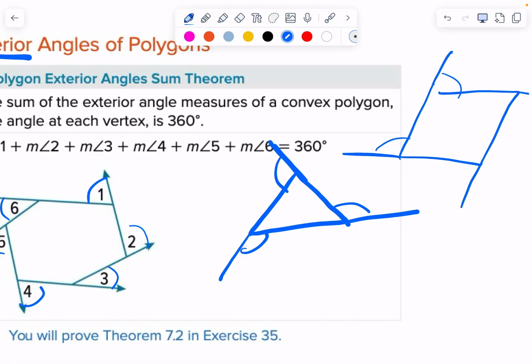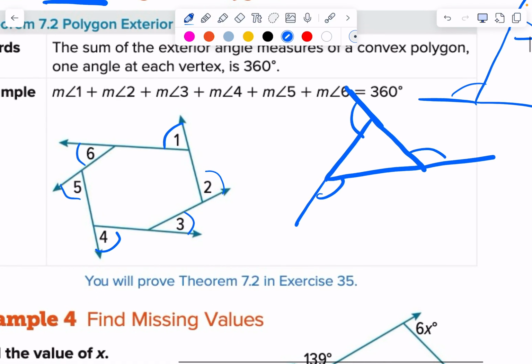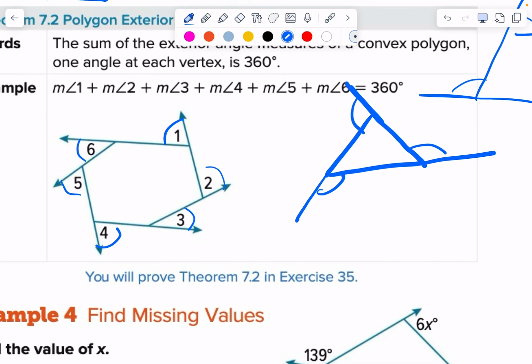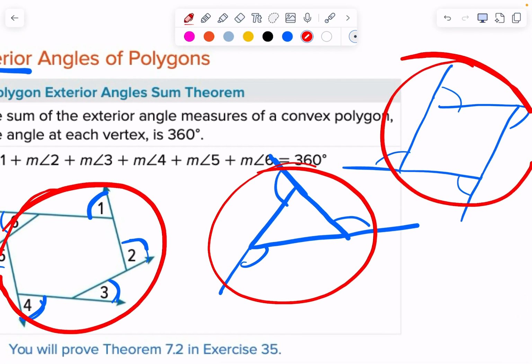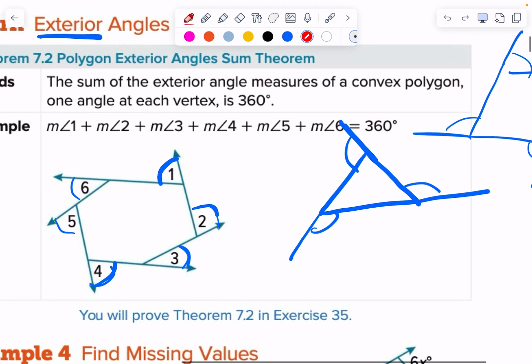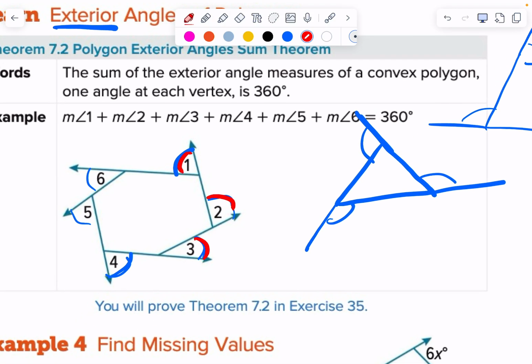And I add those all together, those are slightly smaller. When I get to a 6-sided figure, now my exterior angles are getting to be a little bit smaller, right? Here's the trick. No matter how many sides, I don't care if you have a triangle, a 4-sided figure, or a 6-sided figure, all of the exterior angles will add up to be 360 no matter what. No matter how many sides you have.